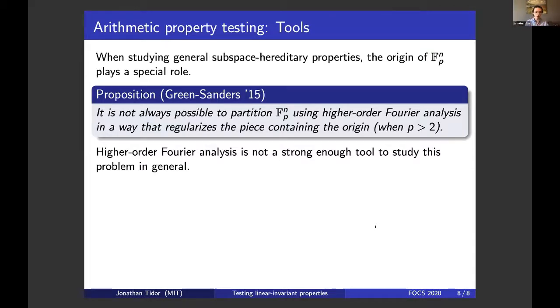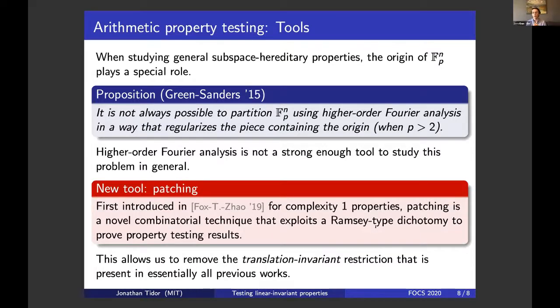So the way a lot of previous works got around this is if you're not considering a general subspace hereditary property, but you only care about translation invariant properties, then all points of your vector space play the same role. And you can just ignore the fact that you can't regularize the small region around the origin. It turns out it won't mess up your property testing result. But to study a general subspace hereditary property, you do need to understand your function around the origin.